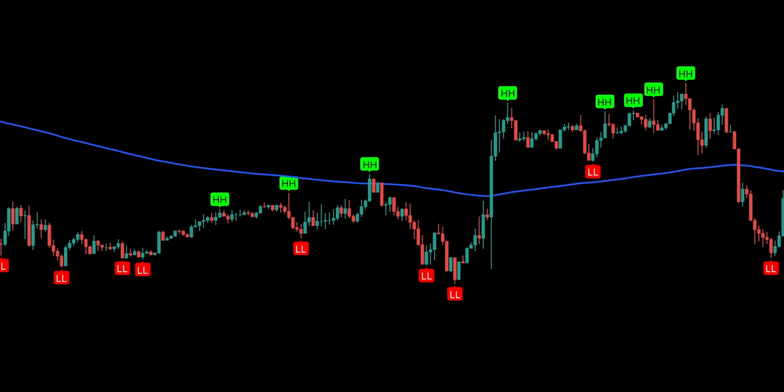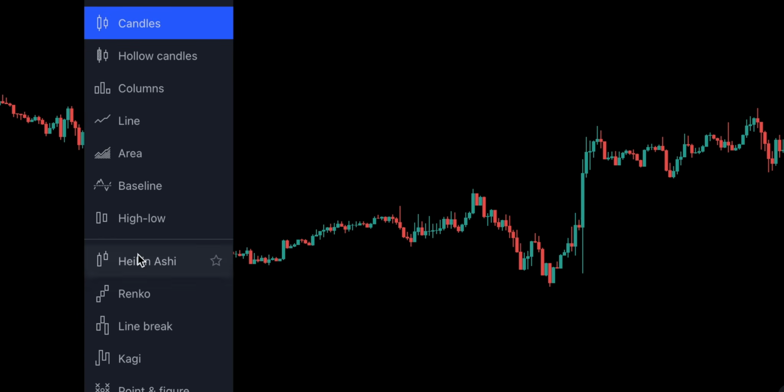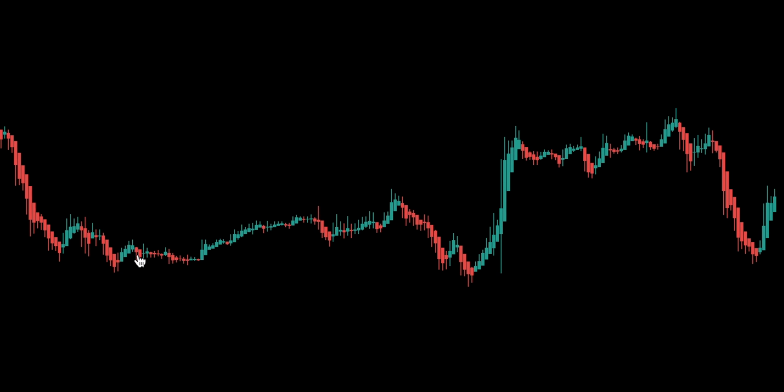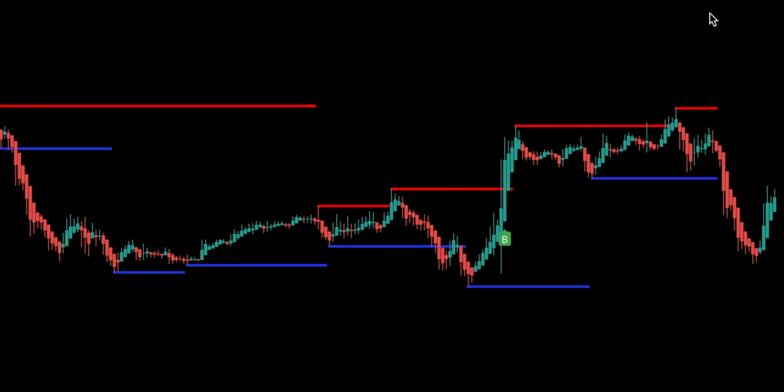Okay, now let's move on to strategy number 2. For the second strategy, you first need to switch the candlesticks from Japanese to Heikin Ashi. And you need to add an indicator called support and resistance. Support and resistance levels with breaks by Lux Algo. This is an amazing tool, and with its help we can identify the trend direction.